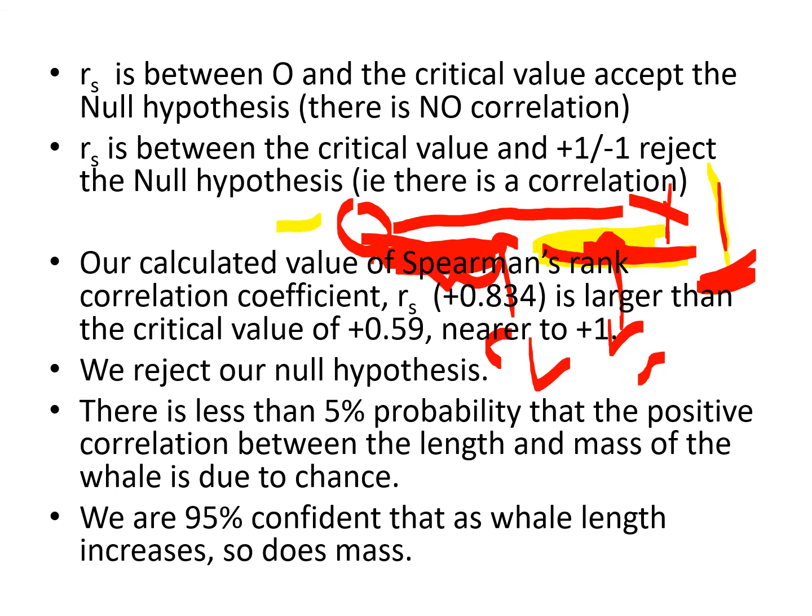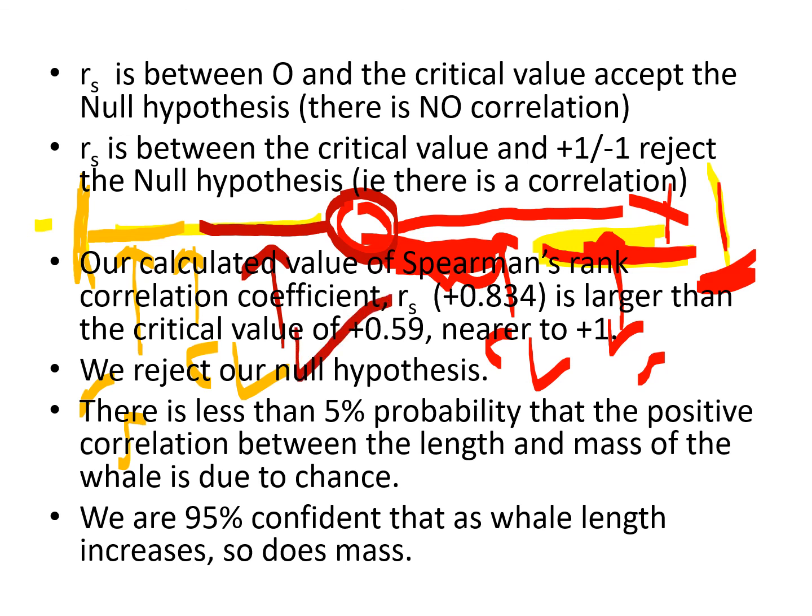If it was a negative number, then if that was your critical value and that was your RS value, you would still be rejecting the null hypothesis because your value is closer to -1. It's closer to an actual correlation. If your value was here, it's closer to 0. So you would be accepting your null hypothesis there. Okay, does that make sense?